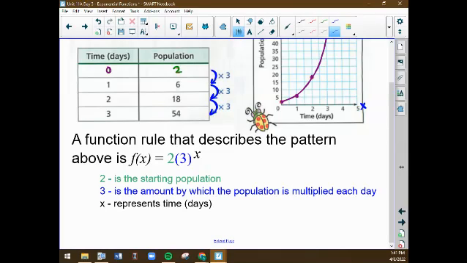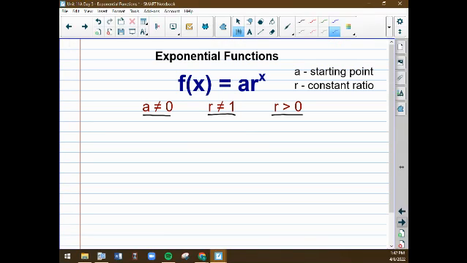Now, they're very similar to the geometric sequences function rules that we wrote yesterday, but they are definitely different. So exponential functions, f of x equals a times r to the x. And I've got a couple restrictions. So the first one is that a cannot equal 0. The second one is that r cannot equal 1. And the third one is that r must be greater than 0. Okay? So for exponential functions, a represents the starting point. So like in the last example, it was the first population of the insect, and r represents our constant ratio, right? Or our common ratio, like when we talked about geometric sequences.